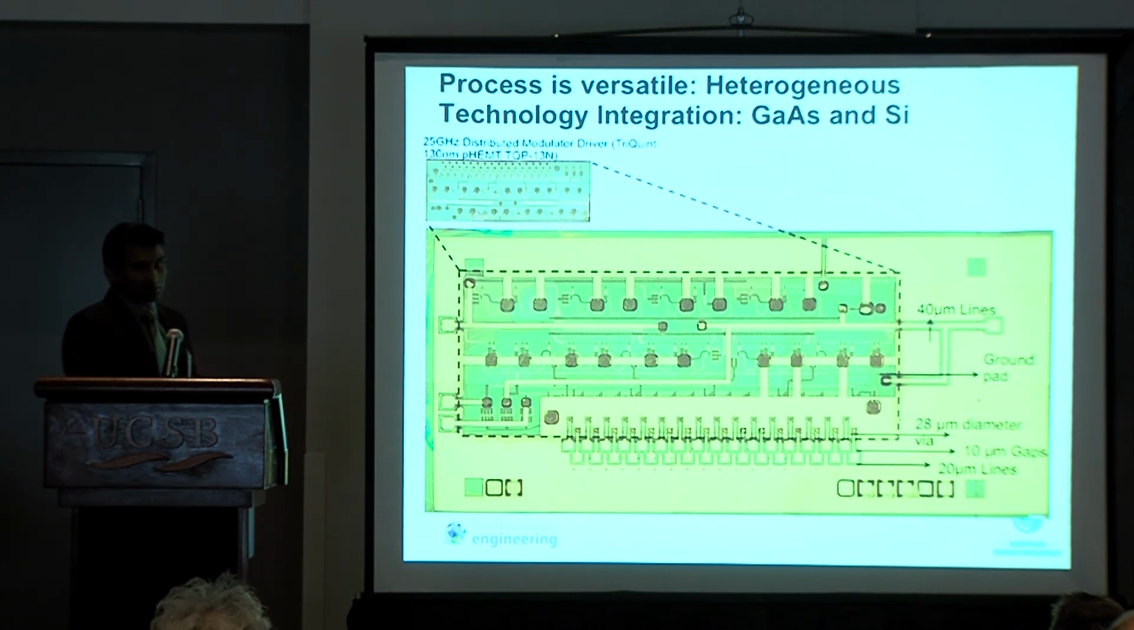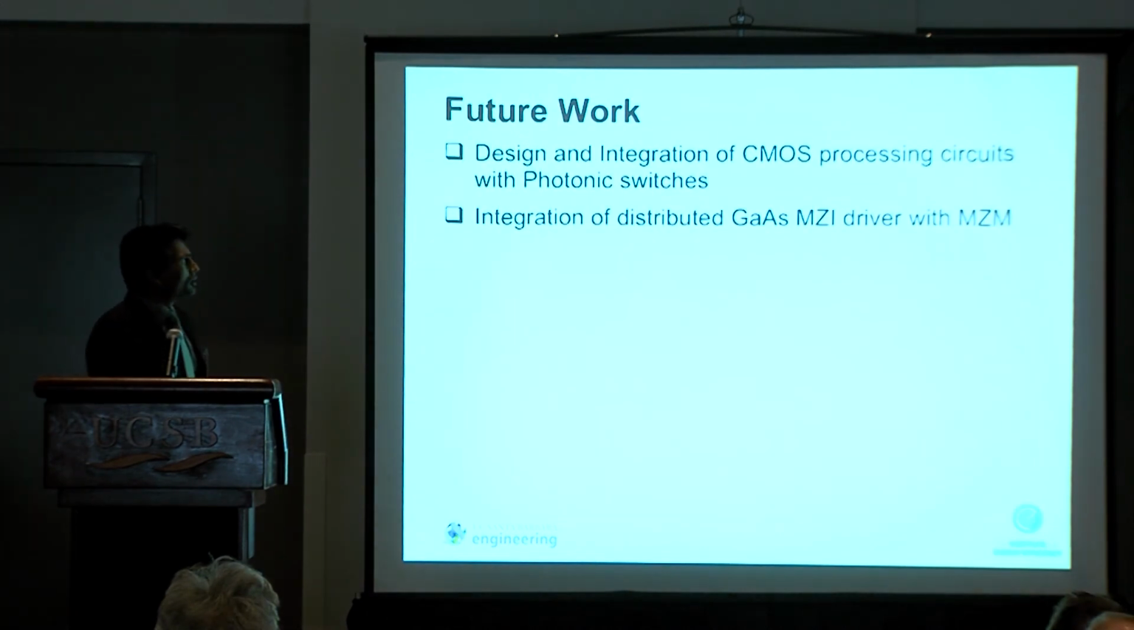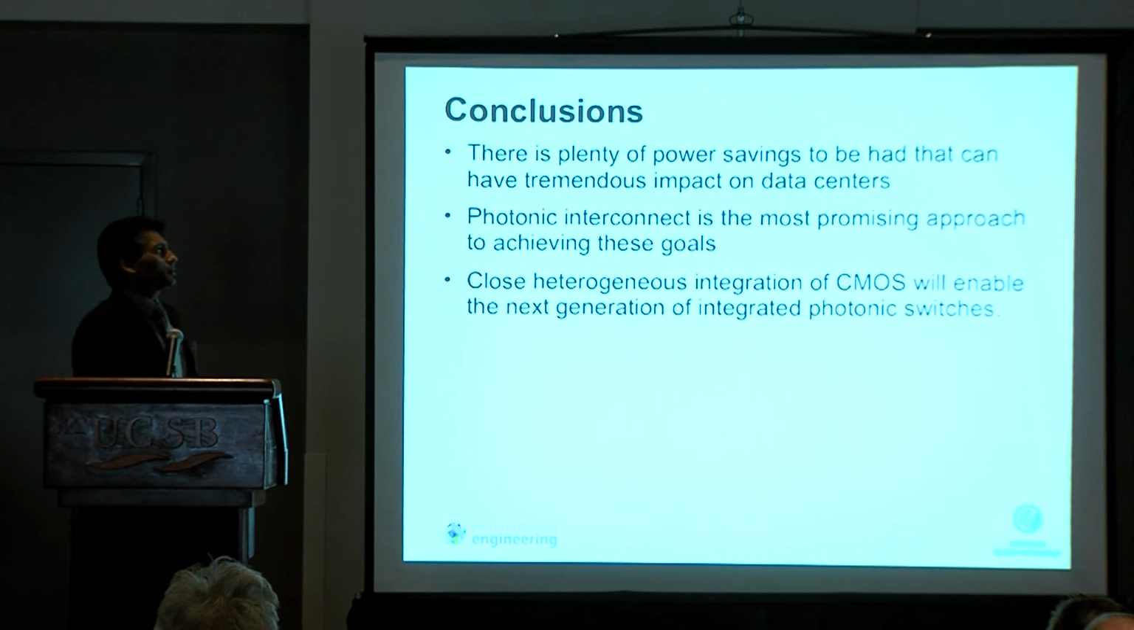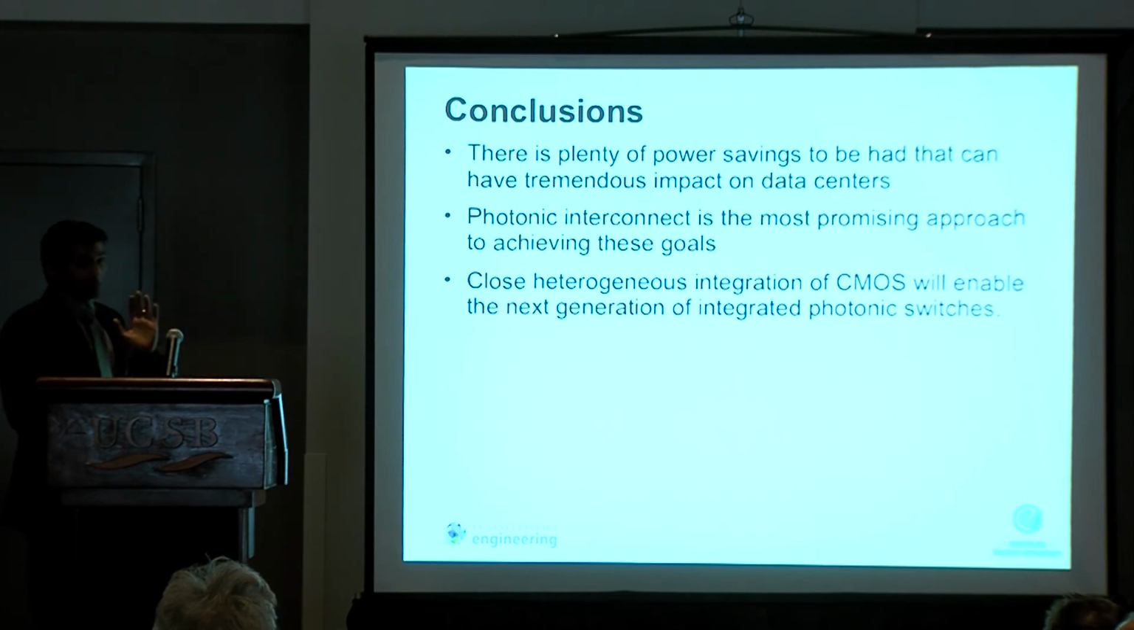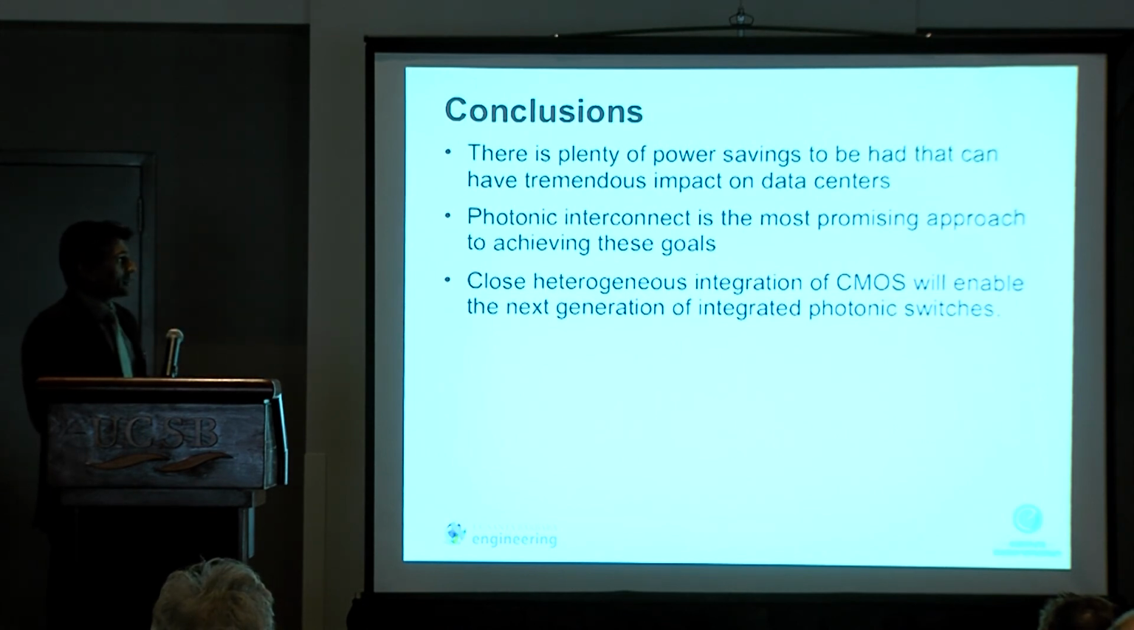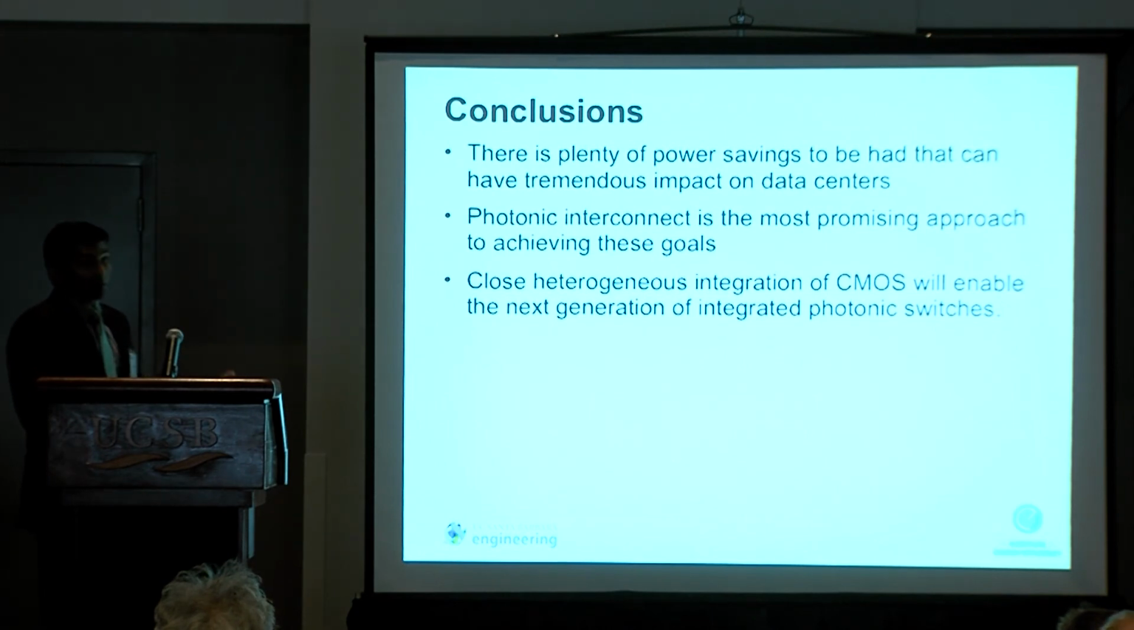You can put multiple die with different technologies all together and wire them up in a single package and have short wires, which saves power. The future work that we're working on is to continue this and actually show a full demonstration, which we hope to show shortly. So ultimately, the message I want to convey is that there is plenty of power savings to be had, and that has very tremendous impact on data centers, especially using photonic interconnect, and this seems to be the most promising way to go about it. And if you actually put CMOS and photonics together, the next generation of photonic devices will be much more efficient.